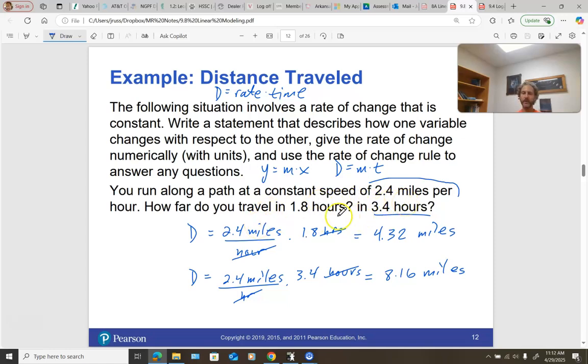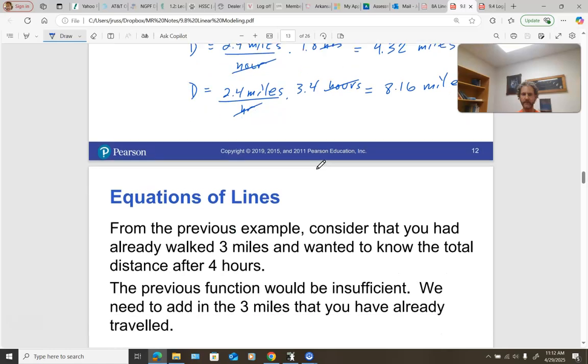Well, what you would do is figure out how far you're going to travel in 1.8 or 3.4 hours, and then add to that the distance that you've already traveled. Okay, so that brings in this last component that we're going to talk about.